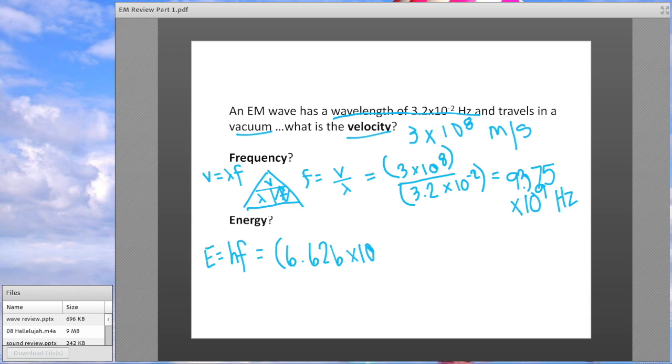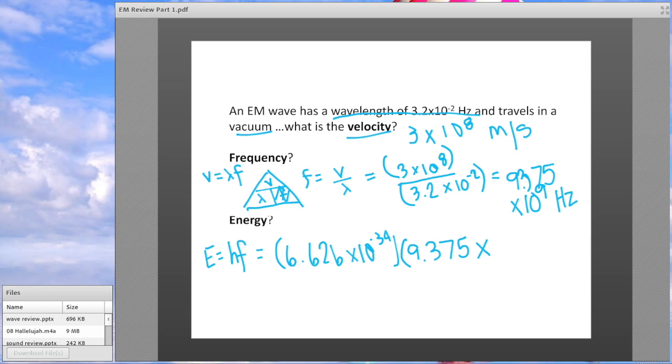Okay, now if you have a graphing calculator and you were putting this in your calculator all at once, you'd want to make sure that you put parentheses around each of these right here. That way you'll get the right answer. Otherwise, it'll divide in the wrong spot and you'll get the wrong answer. Okay, so this was our frequency, 9.375 times 10 to the 9 hertz.